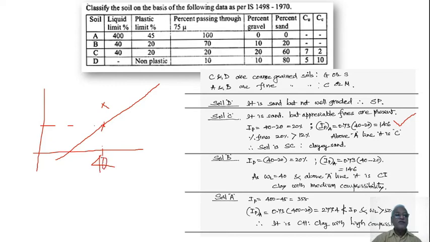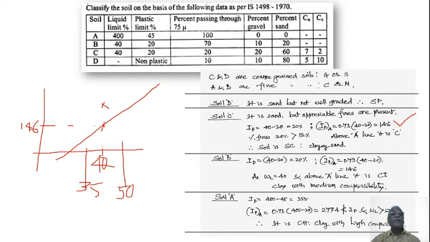The liquid limit is 40, so this value is 40. Corresponding to that, this value is 14.6, whereas the actual value is more. Because of that, it is clay, and moreover it falls within 35 and 50. You know that there is a middle range, 35 and 50. Because of that, it is intermediate. So it is clay with intermediate compressibility or medium compressibility. That's how we can classify soil B.